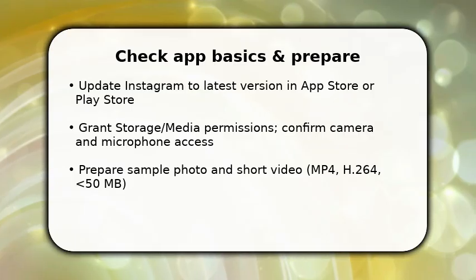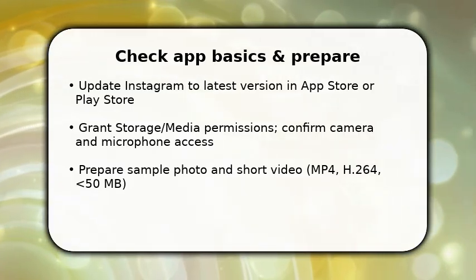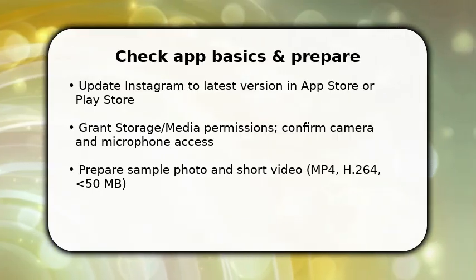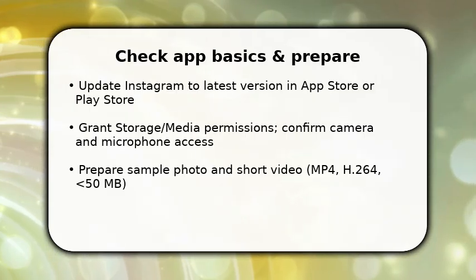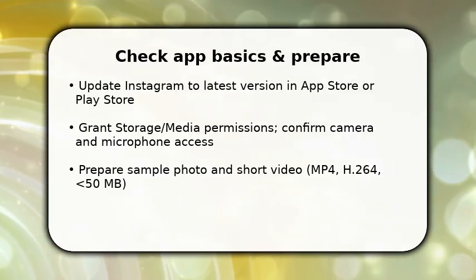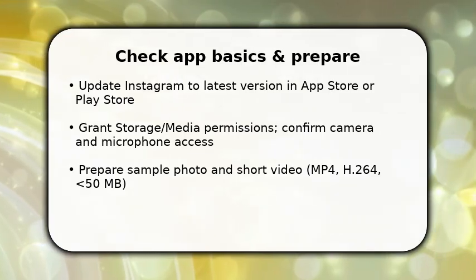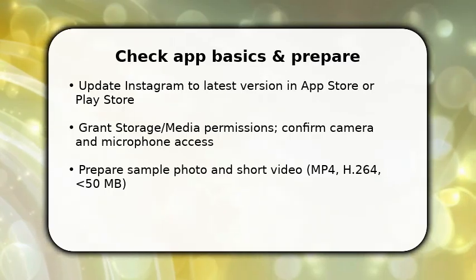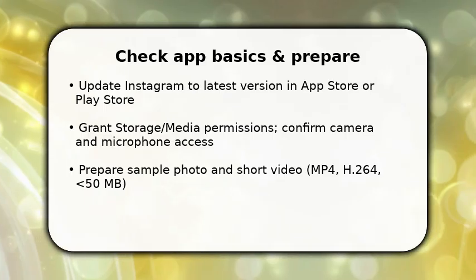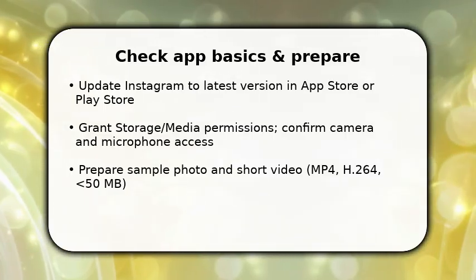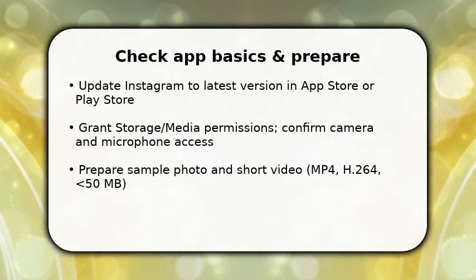You start by installing the latest Instagram update and giving the app full media/storage permissions so it can access photos and videos. Once done, prepare a test photo and a short MP4 video encoded with H.264. Instagram rejects unsupported codecs. Make sure airplane mode is off and you have a steady connection, because partial uploads can make the app default to photo-only behavior. Doing these first steps rules out the most common causes and lets you test quickly.